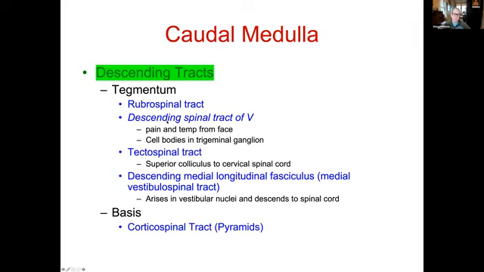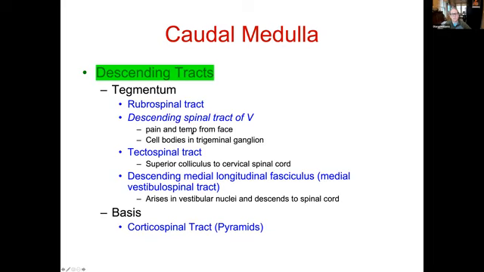And then another tract that we're going to see is actually a sensory tract. That's why I have it in italics here. This is that descending spinal trigeminal tract of cranial nerve 5. Those are those fibers, they come in the pons and they descend from the mid pons all the way down to the caudal medulla, and first they'll synapse in the spinal trigeminal nucleus, and then their axons decussate and will ascend back up the brainstem.